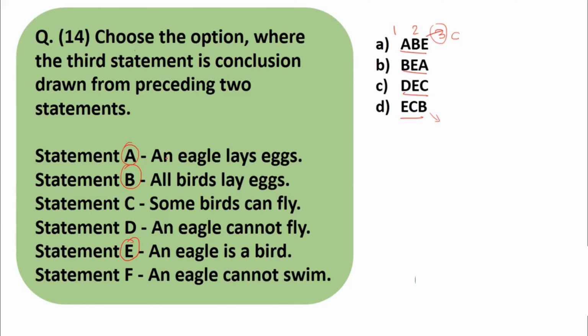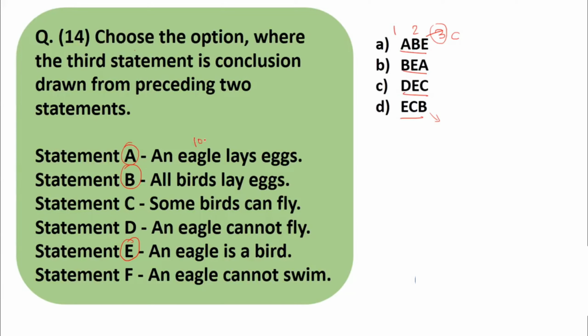A is an eagle lays eggs. B is all birds lay eggs. E, an eagle is a bird. This is a normal sum, no possibility. Okay, an eagle, or one eagle. This is similar to all eagles. Okay, all eagles lay eggs, right?